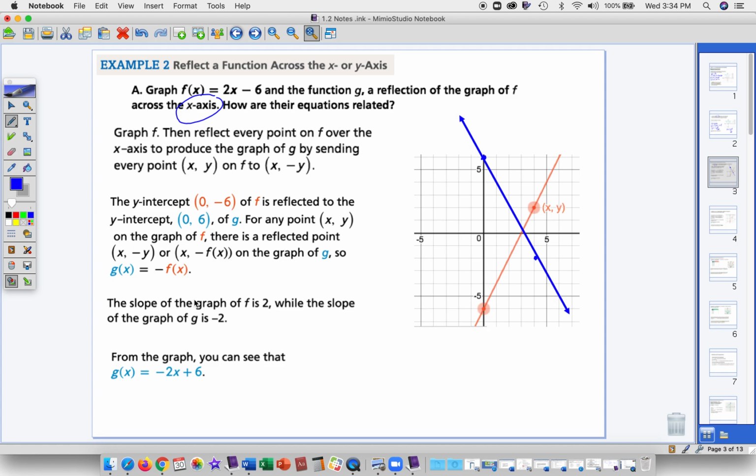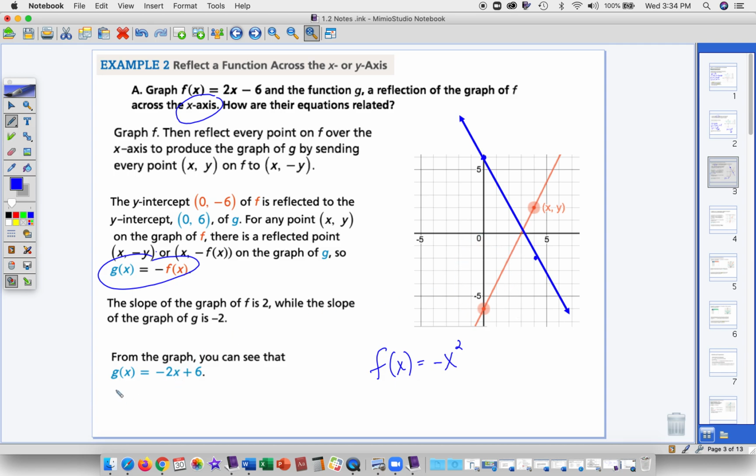This is also the same as saying g of x is equal to the opposite of f of x. So anytime we have a function where, let's say, f of x is equal to negative x squared, that means this would be the graph of x squared flipped over the x-axis. So it would look like a downward opening parabola.